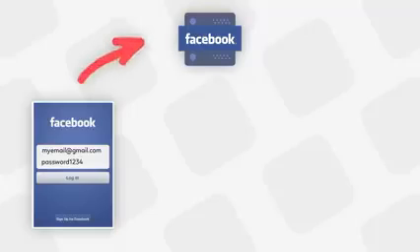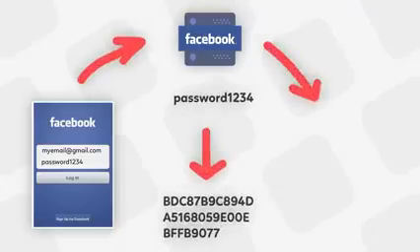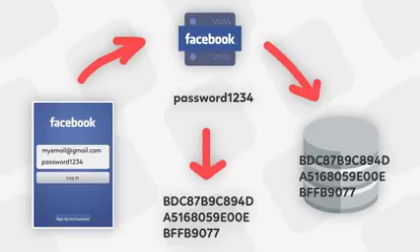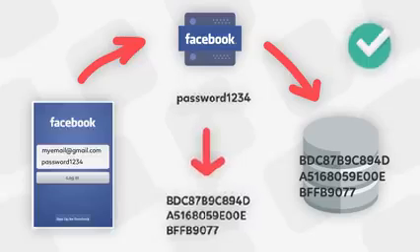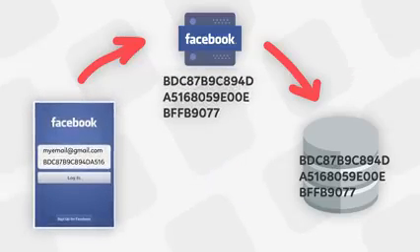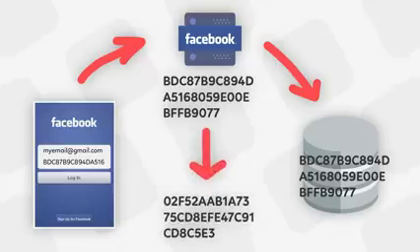Whenever you log into your account with your password, Facebook hashes that password and then checks whether that hashed password matches the saved hashed password, and only then does it allow access. But if you use that hashed password instead to log into an account, it will be hashed again and it won't match the saved hashed password.